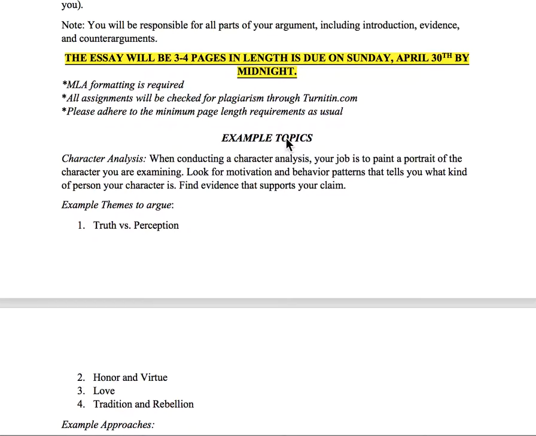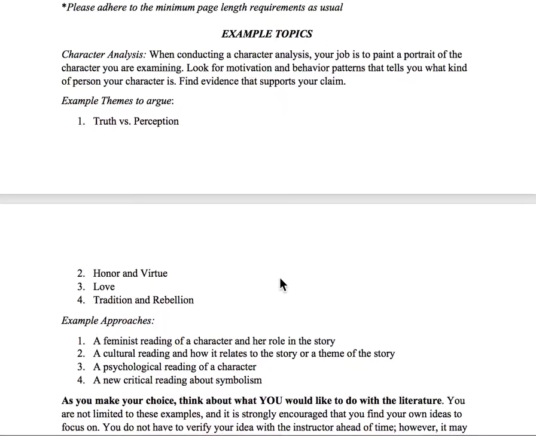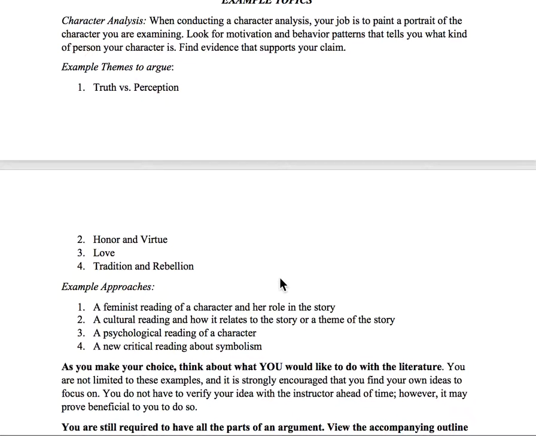Make sure that you also adhere to the minimum page length, which in this case is much shorter. It's only 3 pages minimum. And I'm giving you some example topics here. So if you want to talk about character analysis, look for conveying to your reader who the character is. Make a picture of them. Help us see who they are.